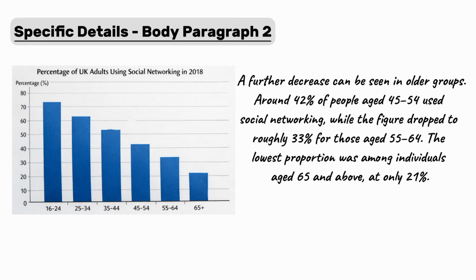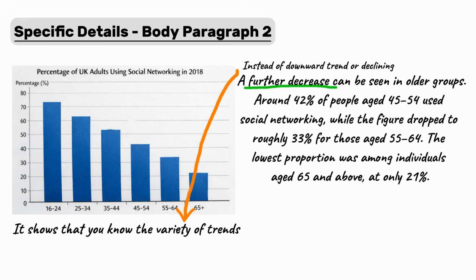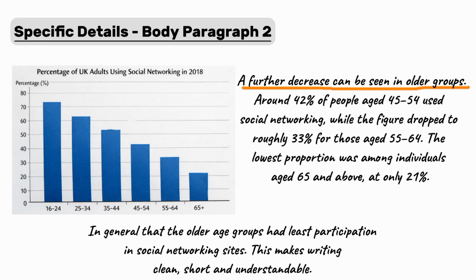Since it all happened in the same year, saying "a further decrease" instead of saying "downward trend" or "declining" shows that you know a variety of trends, which is useful to address Task 1. This line, "a further decrease can be seen in older groups," says in general that the older age groups had the least participation in social networking sites. This makes writing clean, short, and understandable.